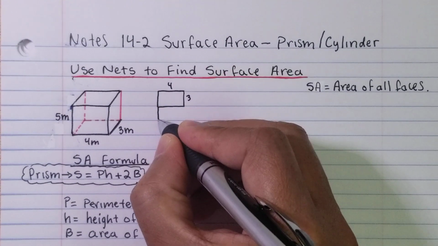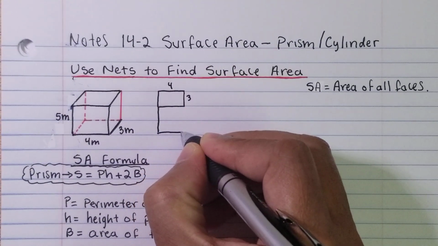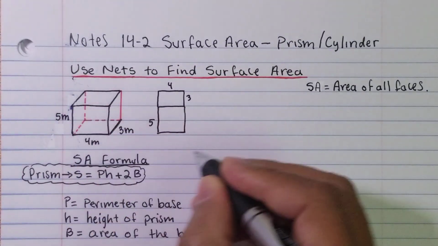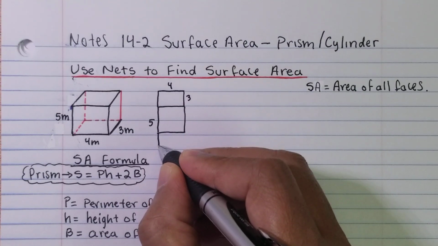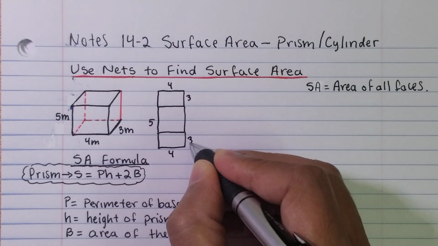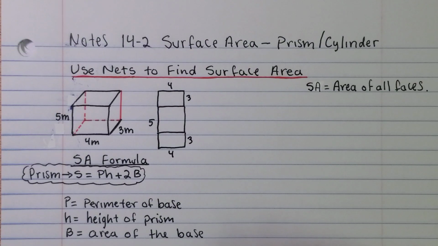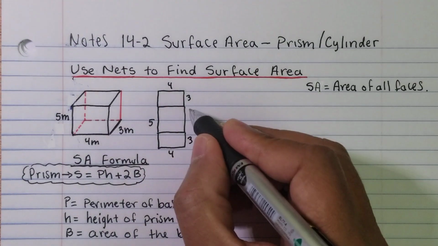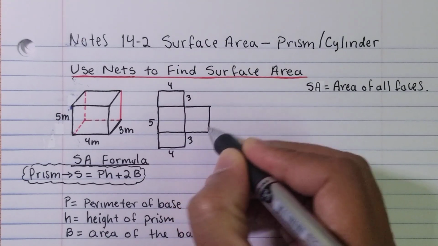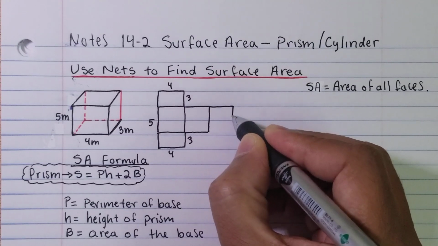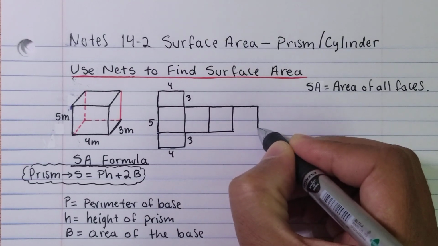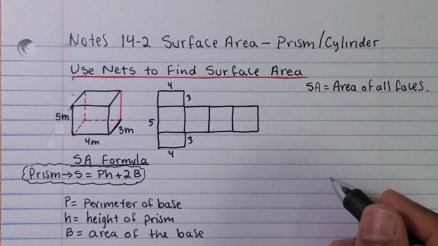And then this is another face, and this is the one that goes with the height. So this will be 5 that goes with this, and then this other one here is also a 4 by 3. So we have three faces so far. But we're still missing 3 more faces. So there's this face here, another face, and the last face. Okay, so this is what the net is going to look like.